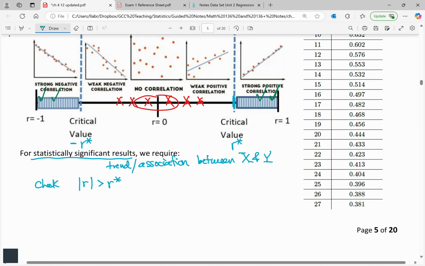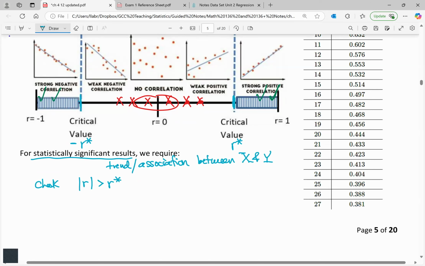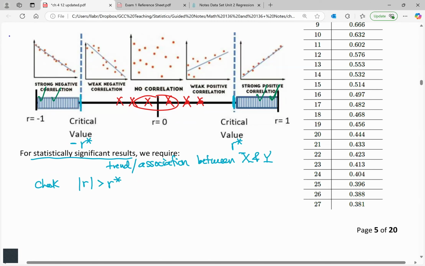So R star, let's say, is here. You want to be higher than that over here. Now, if you have a negative trend, then you're going to look at R star over here on the negative side, but you want to be closer to -1. So again, the way that you do that is you just drop the absolute value, drop the sign.